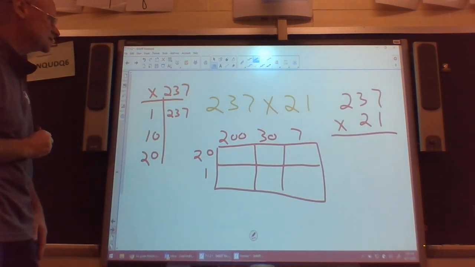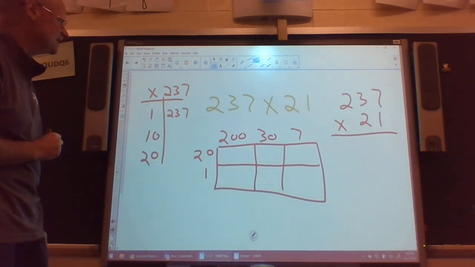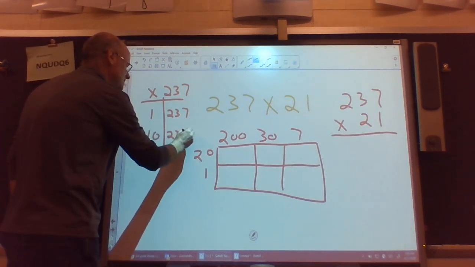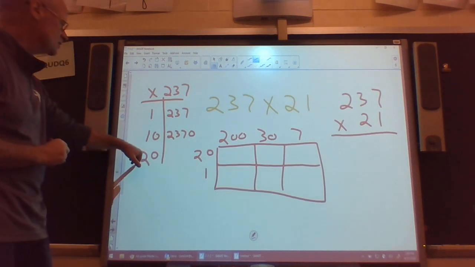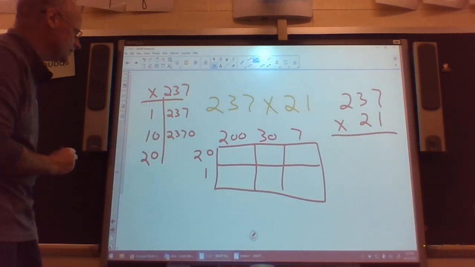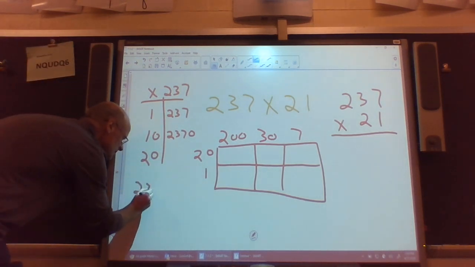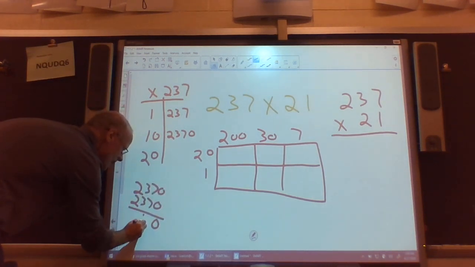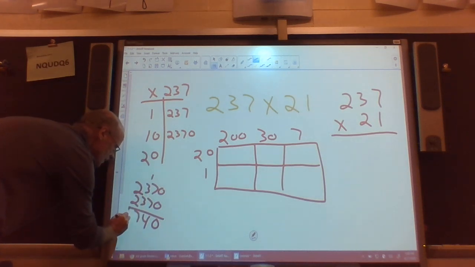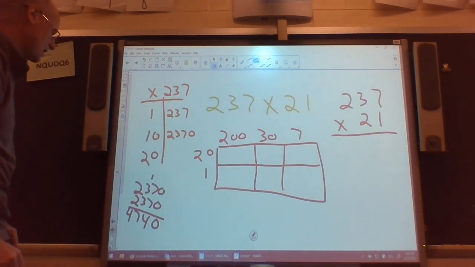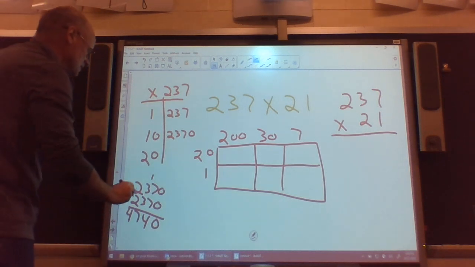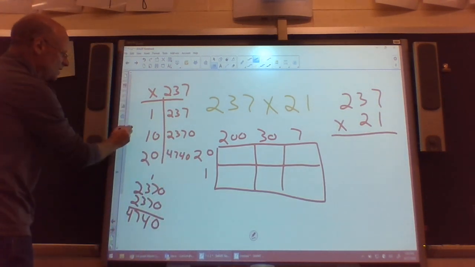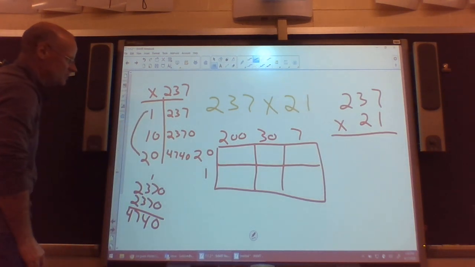10 times 237, I'm just going to take that number and tack a 0 onto it. So it's 2,370. Now to do 20 times that, I just have to double that. 2,370, 2,370. If I double that, I get 4,740. So to get 21, that will give me 21.